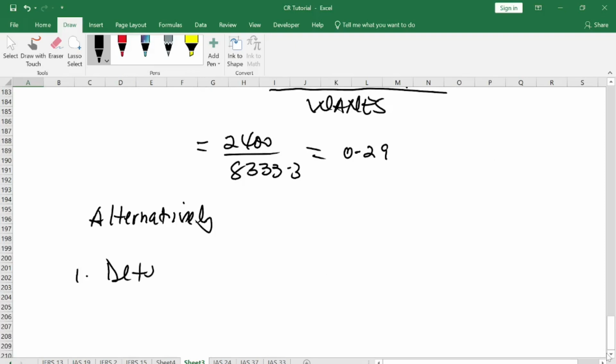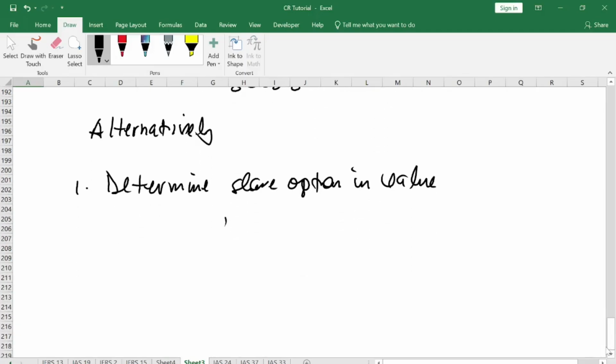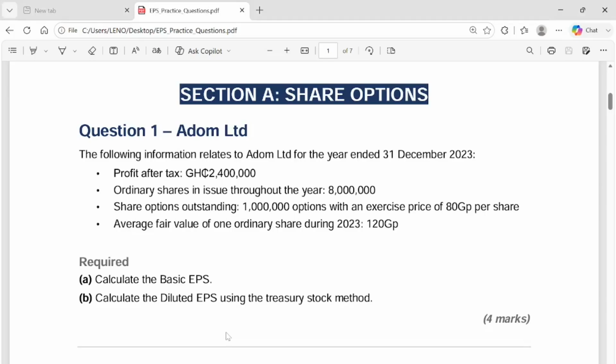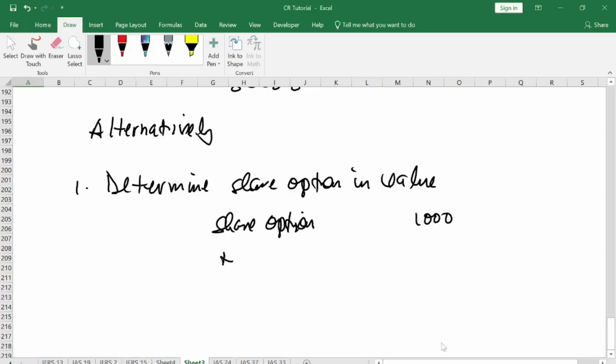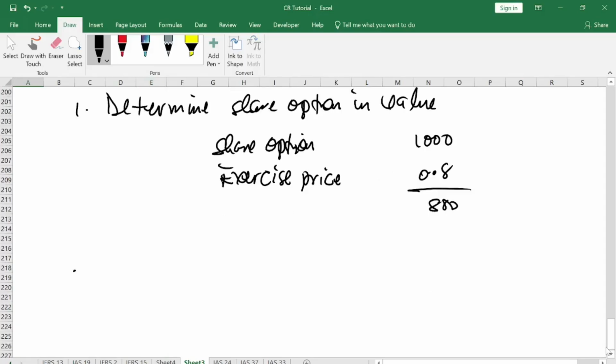Good. Now, alternatively, you can do it this way. One, determine the share options in value. They've given you share options of 1 million, which is 1,000, in the question, and the exercise price is 0.8 pesos. Multiplying gives you 800. After that, you determine the number of shares.